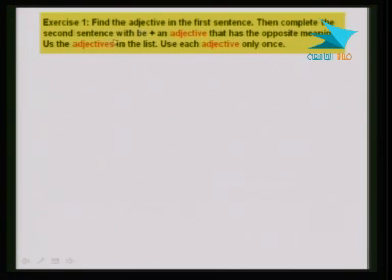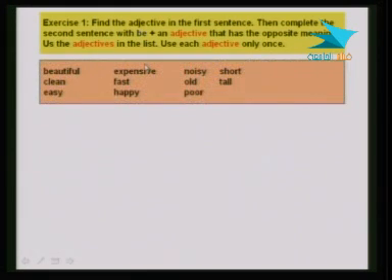Then complete the second sentence with be plus an adjective. Then بعد كده نكمل الجملة الثانية ب the form of be شكل البي وصفة لها عكس أو معنى معاكس للجملة الأولى. So we complete the second sentence with be plus an adjective that has the opposite meaning. Use the adjectives in the list. You'll have a list, and this is the list. Use each adjective only once. استخدم كل صفة مرة واحدة فقط.